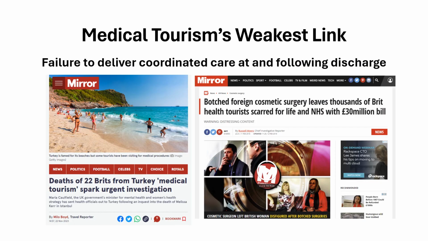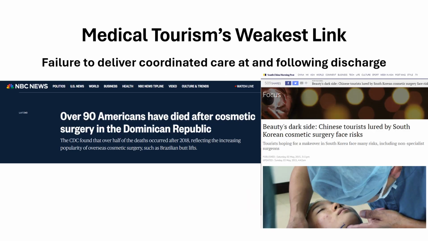So what happens when there's a failure to deliver coordinated care at and following discharge? The lack of careful planning of transitions of care leads to terrible situations like this: the death of 22 Brits after going to Turkey for surgery. And this situation is not just prevalent in Turkey, it happens in other destinations, such as 90 Americans dying after surgery in the Dominican Republic.